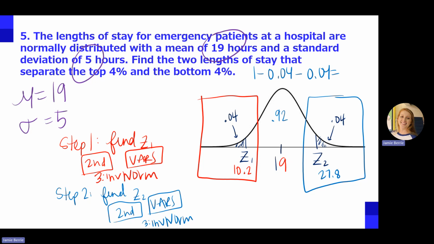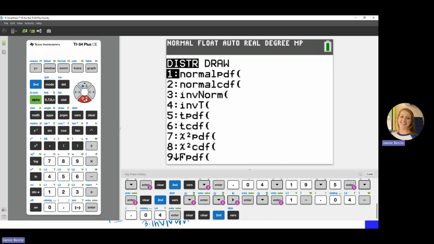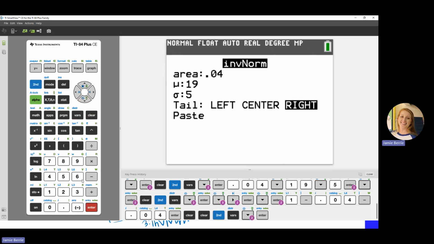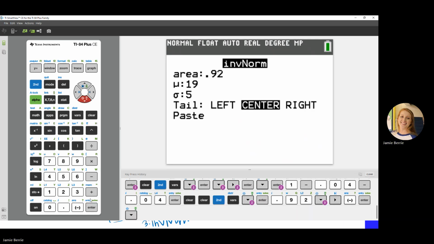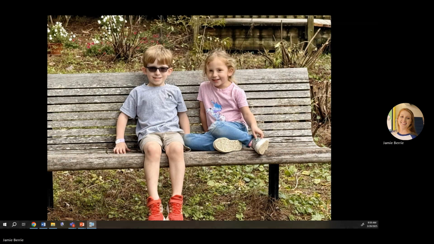So then you could go to your calculator and clear this out. You could do second vars, inverse norm, and then just do 0.92 in the center. You should get the same values. Enter. Yep, 10.2 and 27.8. Perfect.